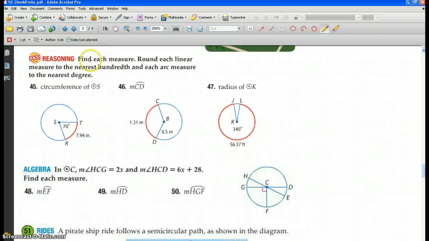Number 45. Find each measure, round each linear measure to the nearest hundredth and each arc measure to the nearest degree. And I will pick up from here and put the rest on one more clip.